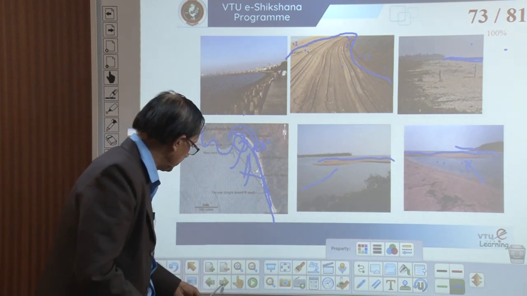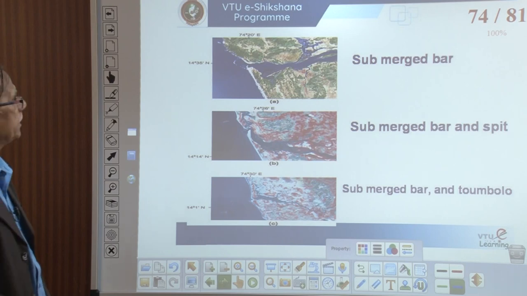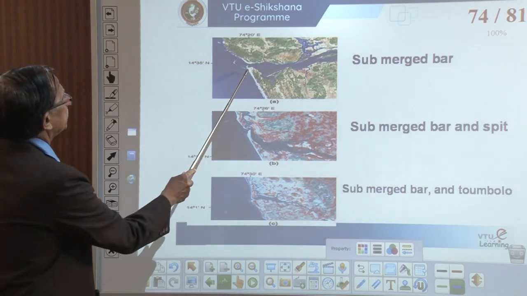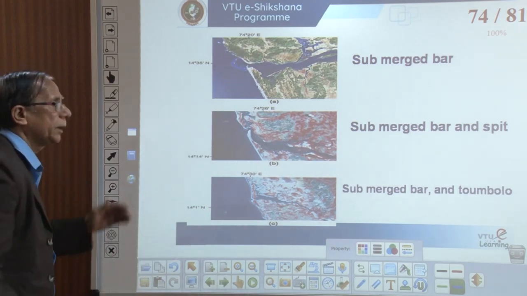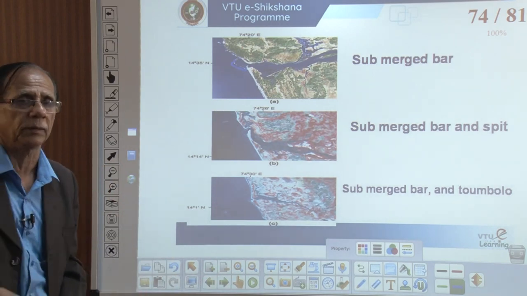That deserves some discussion. Now, for example, this is a sandbar deposited in front of the river mouth. We call it a submerged bar.